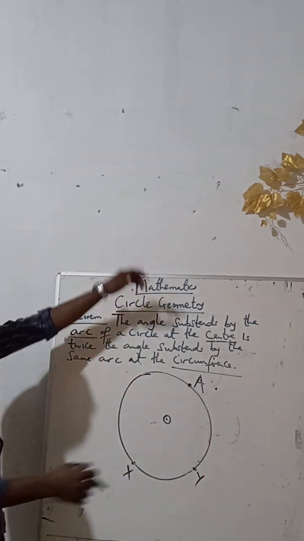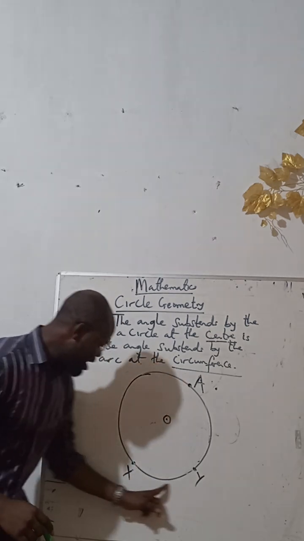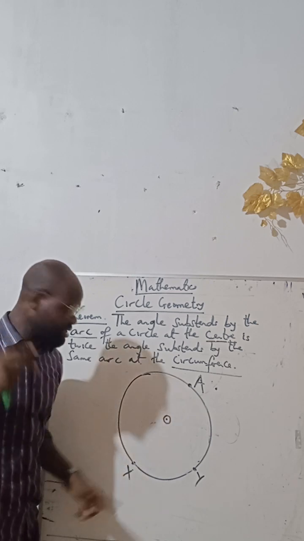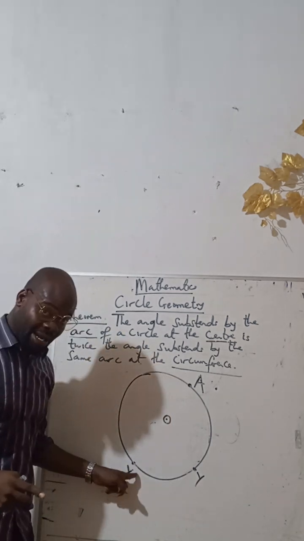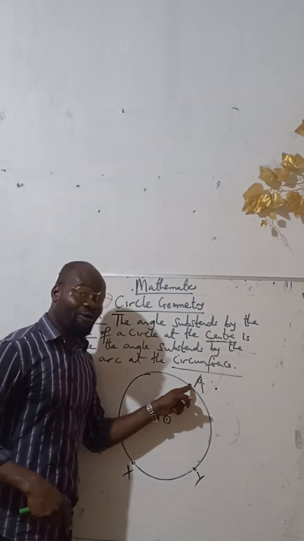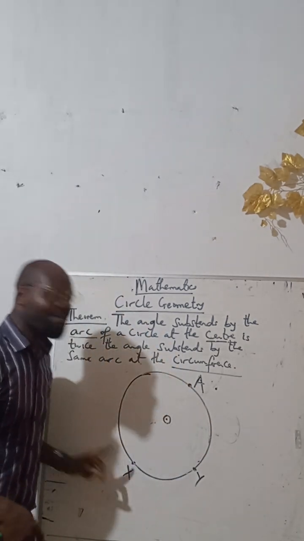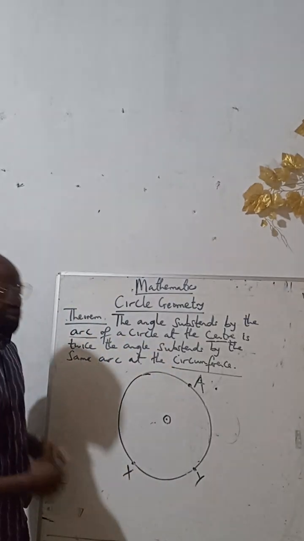So now this theorem says this is what is happening. This arc is forming two angles. The first one is the angle at center from this same arc, and also the angle at circumference from the same arc. So the two angles must come from the same arc. The angle at center and angle at circumference must come from the same arc. So let us do that.